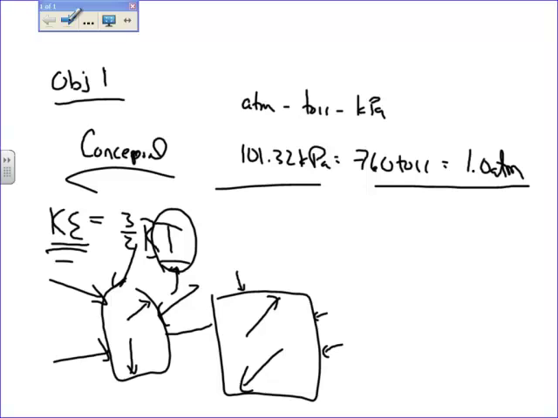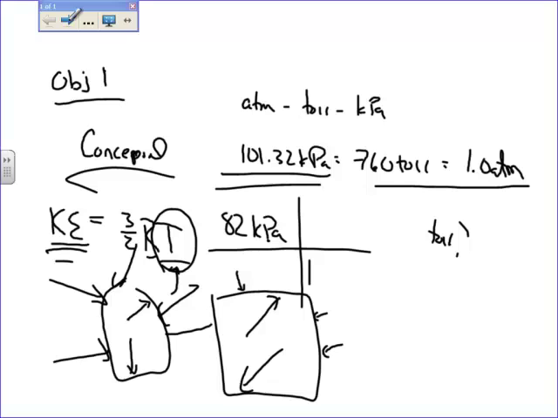So if I have 82 kPa and I want you to convert it to torr, what do you do? Dimensional analysis. Well, I got kPa. I'm going to write 101.32 kPa, and I'll put 760 torr. kPa cancels. 82 times 760 over 101.32.